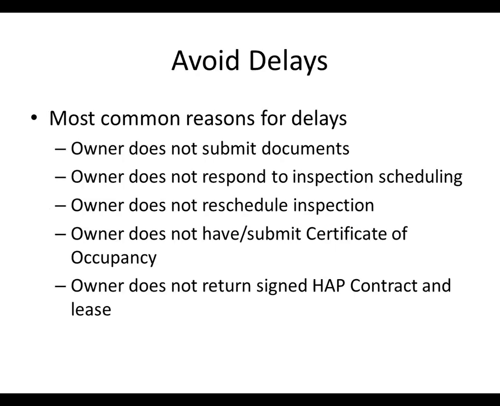www.thehack.org. Some things that can cause delays in the process, which overall can take about 30 days, are not receiving the owner documents, if the owner does not respond to the inspection scheduling, if the owner doesn't reschedule an inspection after a fail, if the owner doesn't have a certificate of occupancy or doesn't submit that timely, or if the owner does not return any signed HAP contracts or the lease.